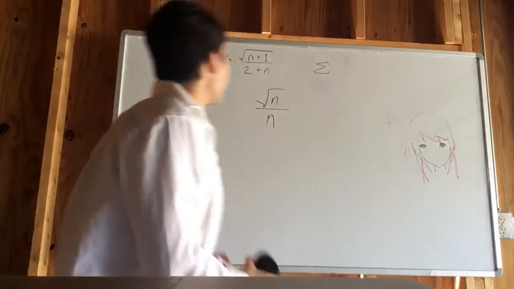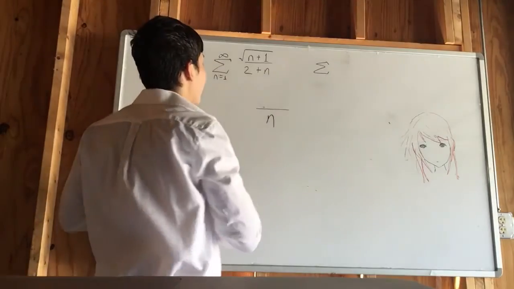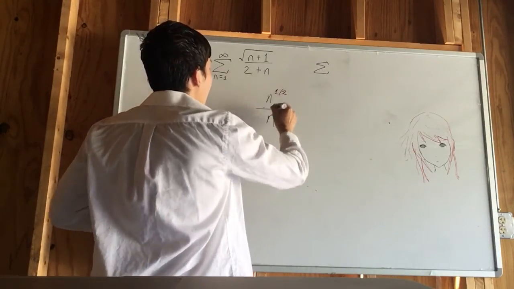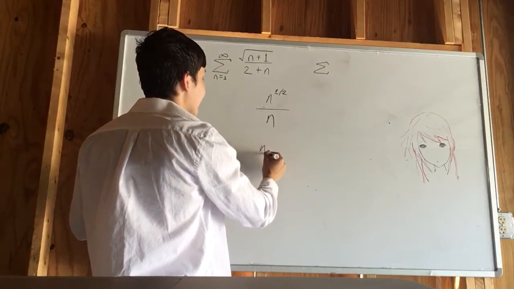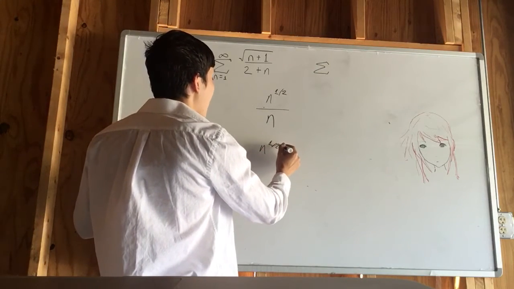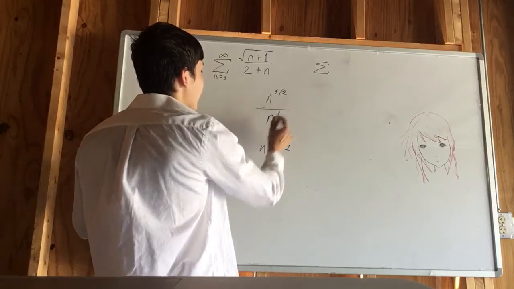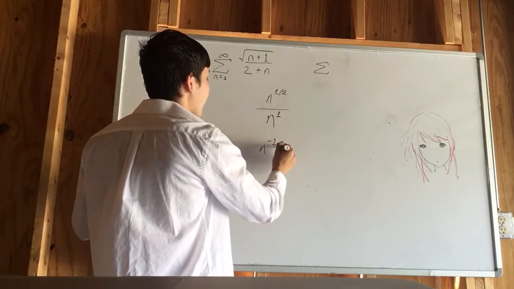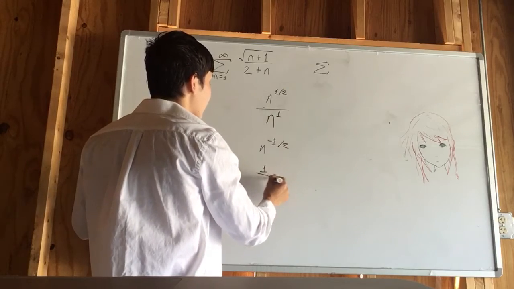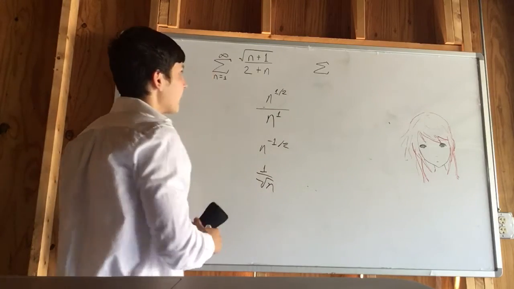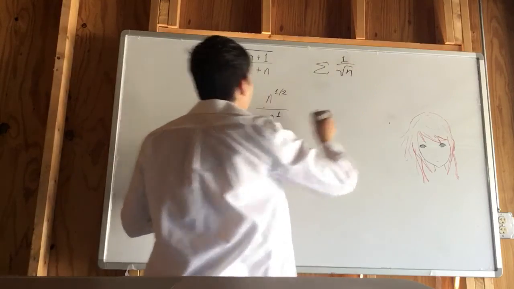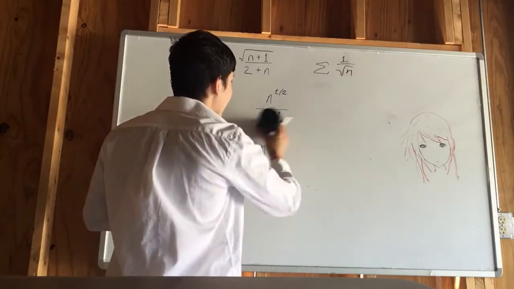So the essentials would look like that. And then you could further make it even more essentialized by noticing that this is the same as n to the 1/2 minus 1, because this is to the power of 1, so this is n to the power of negative 1/2, which is the same thing as 1 over the square root of n. So that's what we have here. 1 over the square root of n is what we're going to compare it to.